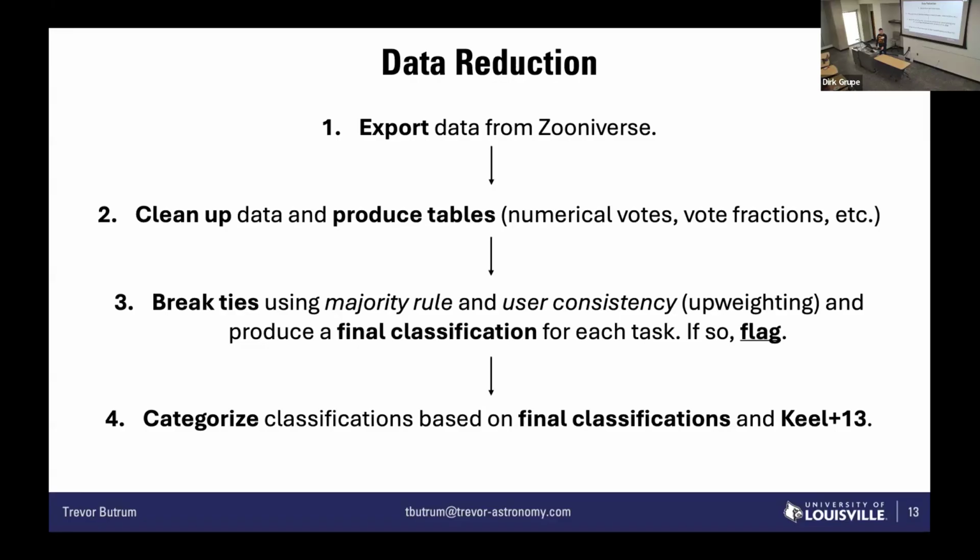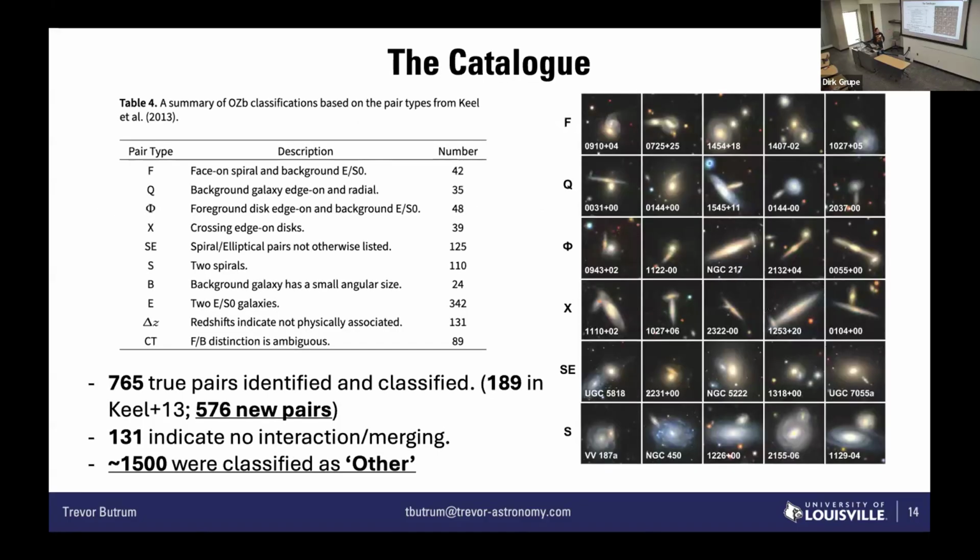There are other parts with standard Galaxy Zoo votes and all that, but I'm not going to discuss that in this presentation. So here's my catalog. On the left here is a table with the different pair types that were described by Dr. Keel in his 2013 paper. We have F types, which are face-on spirals with a background elliptical. This is VV191, pretty much. Then you have Q types, which are background galaxies edge-on and radial. You have phi types, which are foreground disk edge-on and a background elliptical galaxy. You have an X type, which are basically just 2 edge-on galaxies.